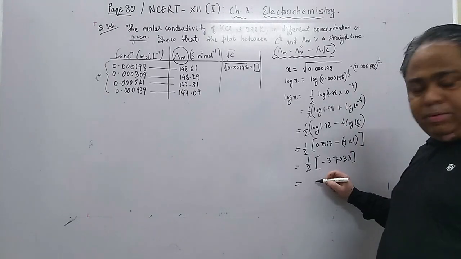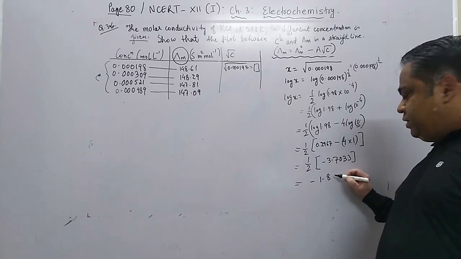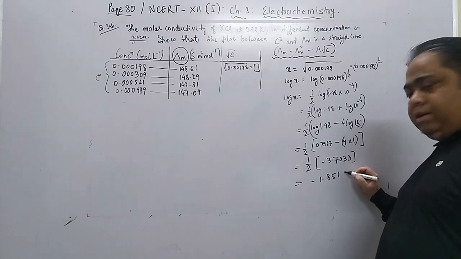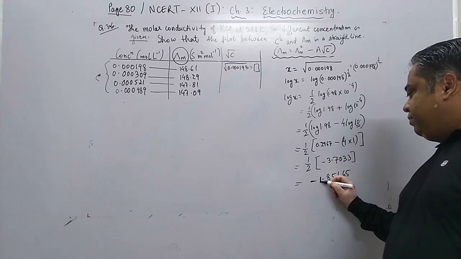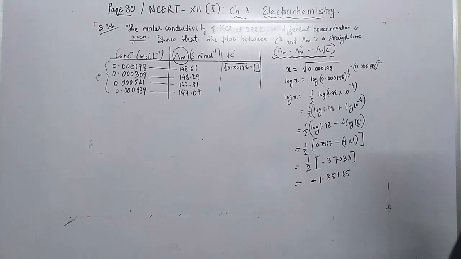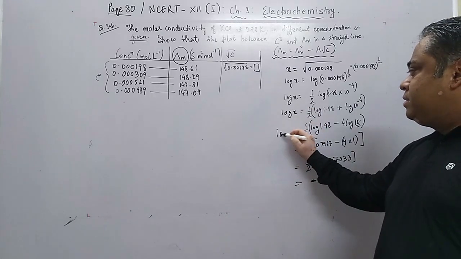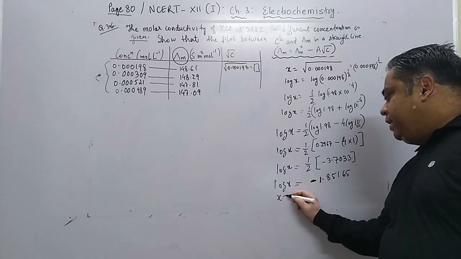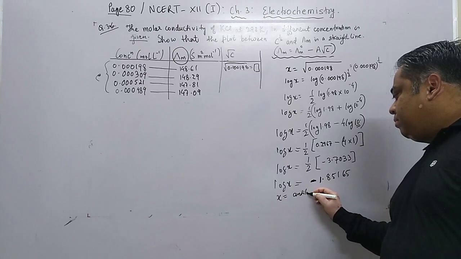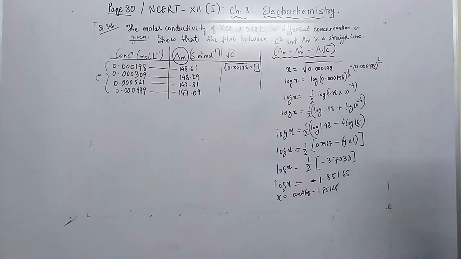So this comes out to be minus 1.85165, but this value cannot be negative if we want to find the anti-log of this. So this was the value of log x. Now we have to find x. So x will become the anti-log of minus 1.85165. But this negative has to be converted into positive.